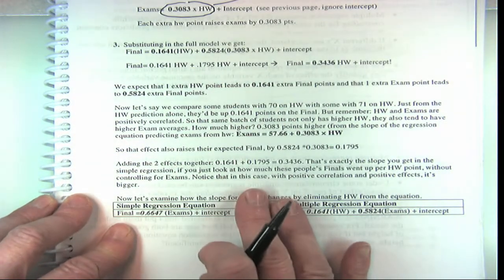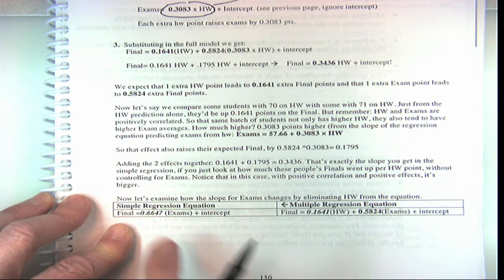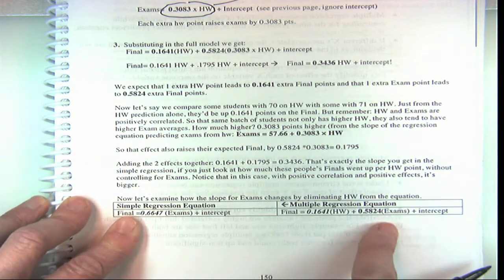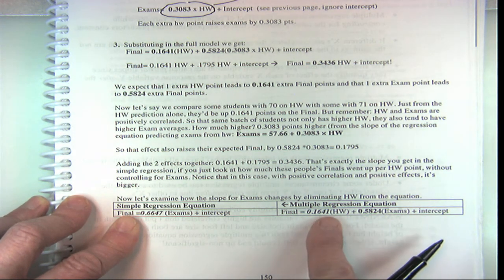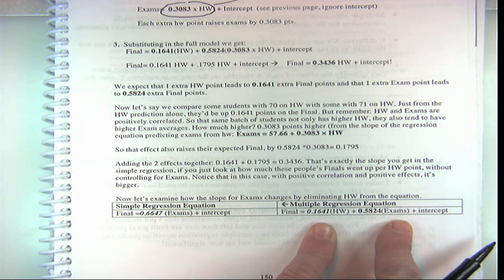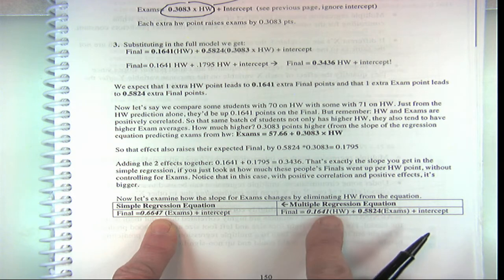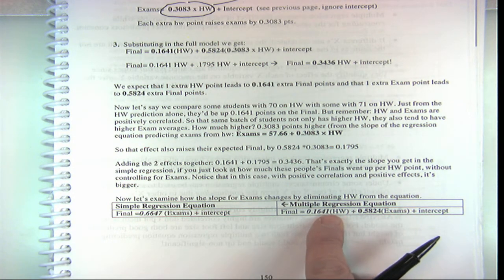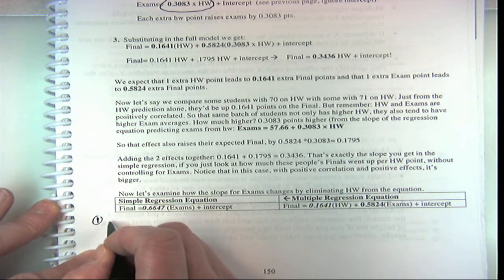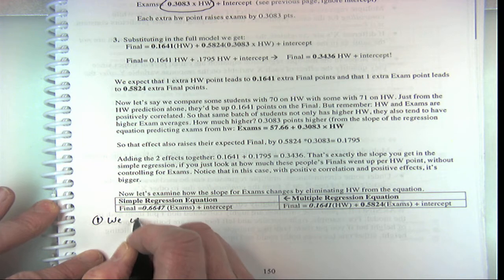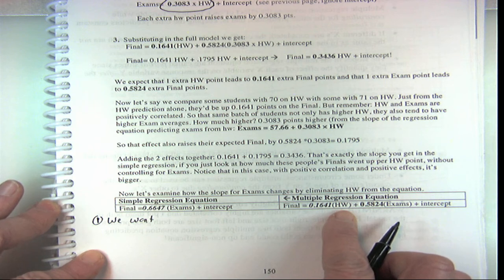Here's a longer, more detailed explanation of what I just showed you. But here, why don't we do the exact same thing, but this time go from the multiple regression equation to the simple one with exams. So now we want to eliminate homework from here. So let's just do that all together. Step one is we want to eliminate that homework and replace it with homework expressed in terms of exams.